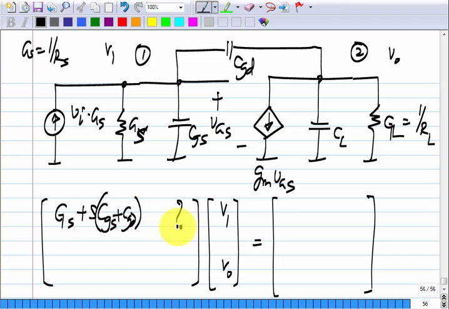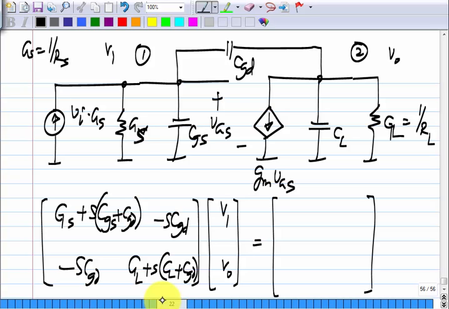So it's the negative of the admittance between node 1 and node 2. So that is minus S CGD, and this one minus SCGD. This one, what is that? GL plus S CGD. We're done. Where is GM? Where should be GM? Which entry?